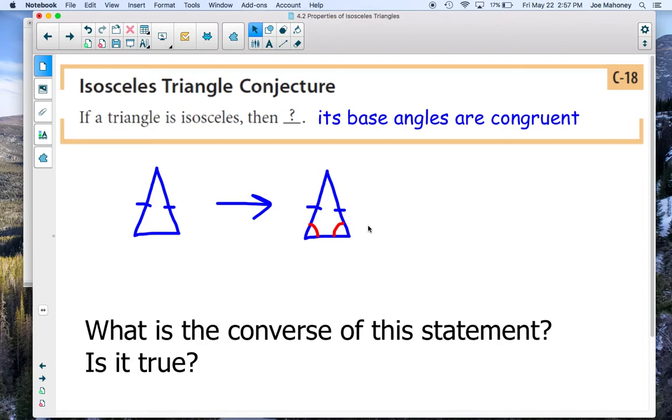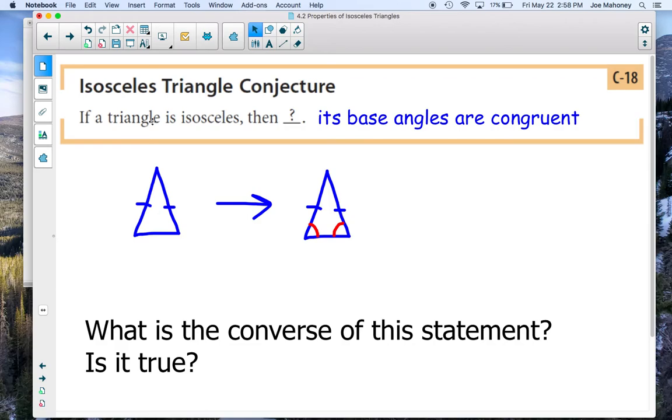So as you see, there's another question on the bottom. What is the converse of the statement? Remember, the converse kind of switches things around a little bit. So maybe we're thinking that if the base angles are congruent, then the triangle is isosceles. Yeah, you're kind of close. The idea is that base angles only occur in isosceles triangles, and the converse is determining whether or not the triangle actually is isosceles.